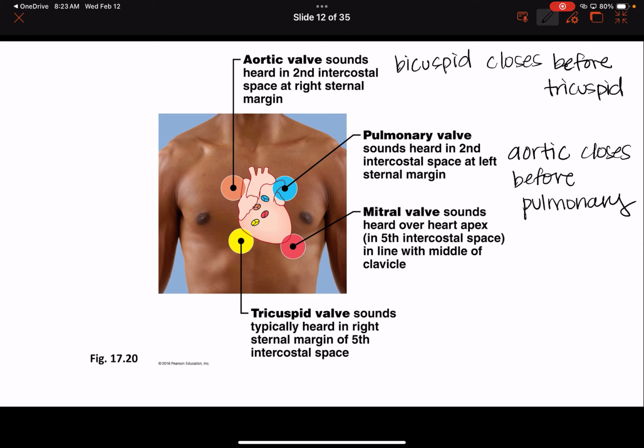So it's possible to hear all 4 valves close.